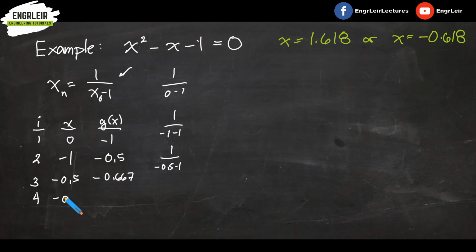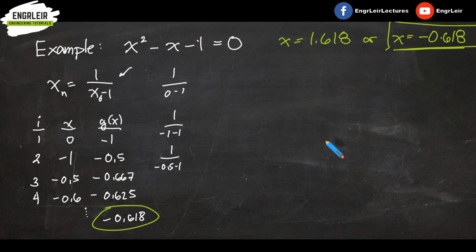Uulitin mo lang siya nang uulitin. And, eventually, you will get a value for g of x negative 0.618. So, ito na yung magiging value nung x natin. So, nakuha natin yung negative root. Okay? Sa fixed point iteration, dependent doon sa makukuha nating equation na x equals g of x yung makukuha nating root. So, kapag ginamit mo tong equation na to, ang makukuha natin is the negative root, negative 0.618.